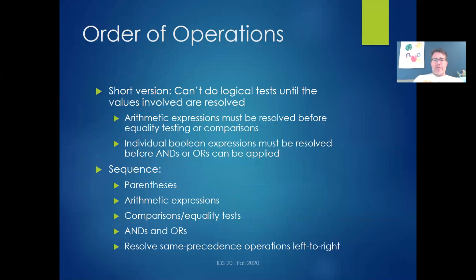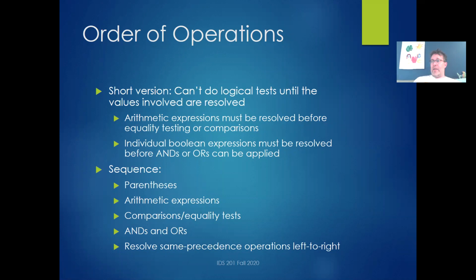Now, next thing, order of operations. Okay, the short version of all this is you can't do logical tests until the values involved are resolved. So if you have true and false, you can't figure out the and until you figure out that one side is true and one side is false. So you have to resolve the Boolean expressions before you resolve your logical operators. Arithmetic expressions have to be resolved before equality testing or comparisons. So before you can resolve a Boolean, you have to have resolved any math that underlies it.